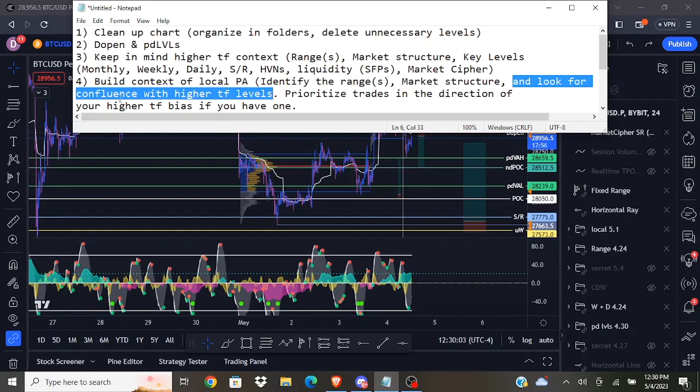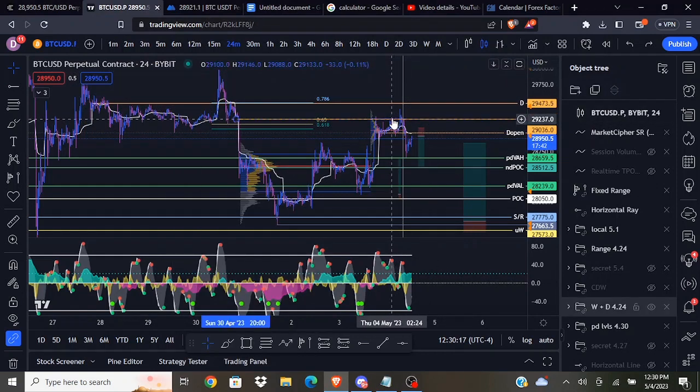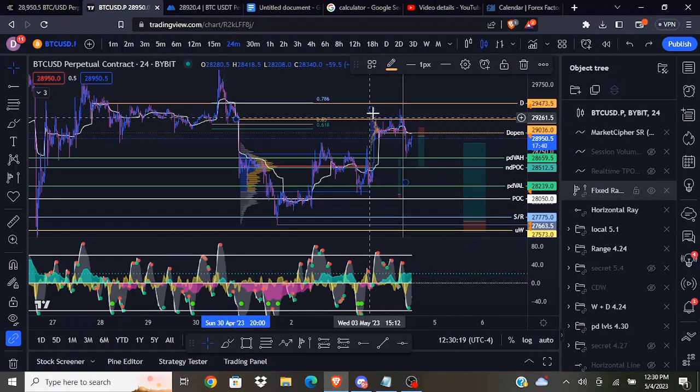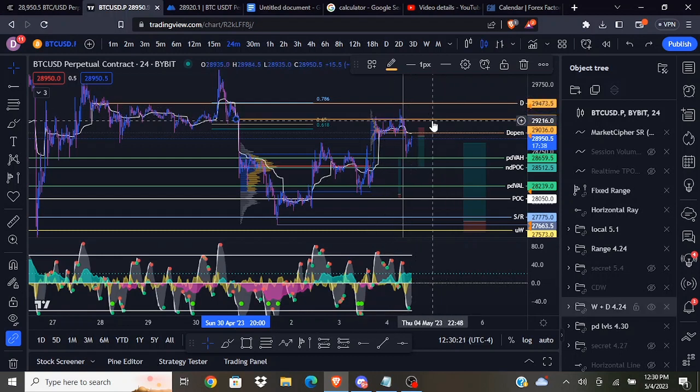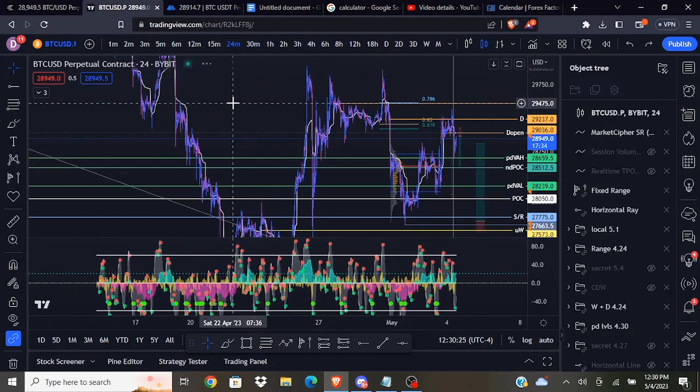If there is any confluence with your higher time frame levels inside of the local range that you're looking to trade, then of course I would keep those in mind. If you have an untapped weekly at the high of the range, which we did, we just tapped that recently. This was an untapped daily prior, but that is something significant as well.